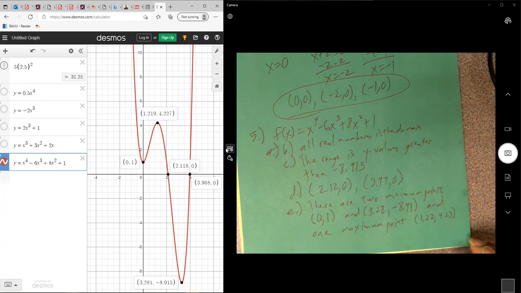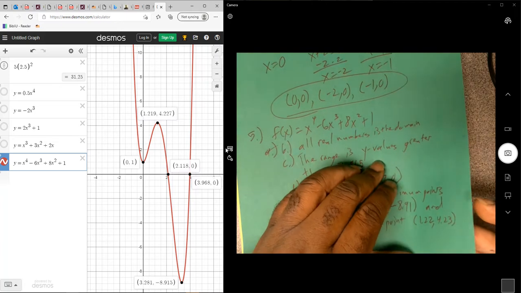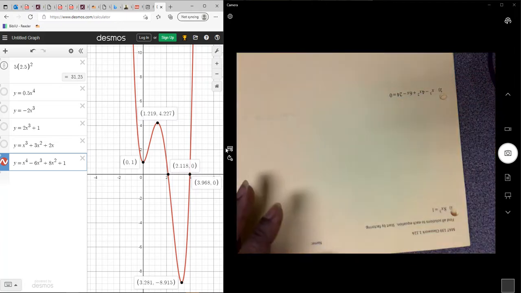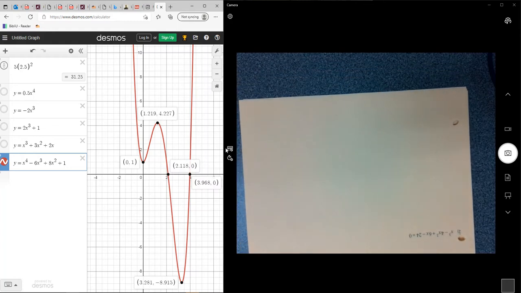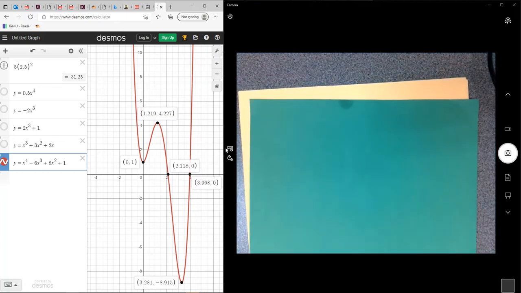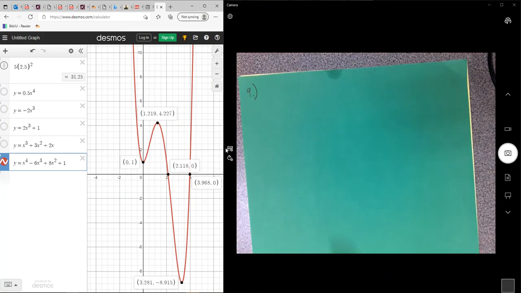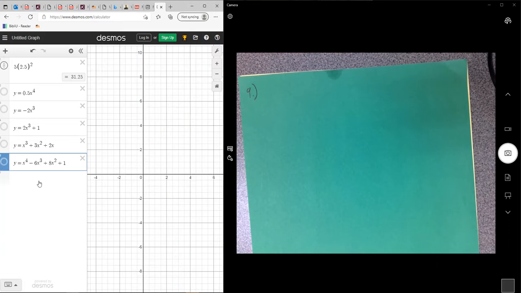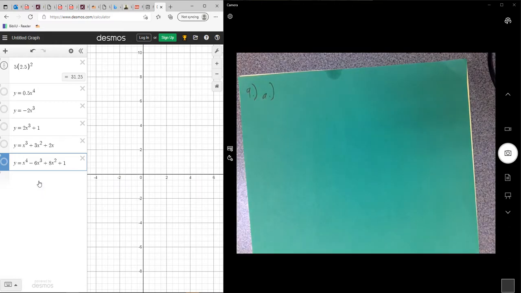Okay, now, I believe the last problem that we're going to do is problem number 9. Grab up another scrap sheet of paper here. So we look here at problem number 9. It says, consider the following graph of y equals f of x. It says 9a. It says as x decreases without bound, the corresponding y values.